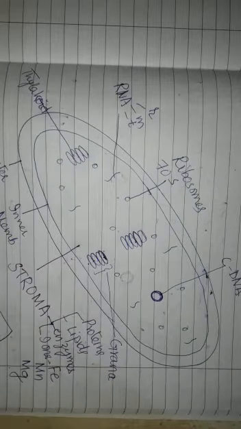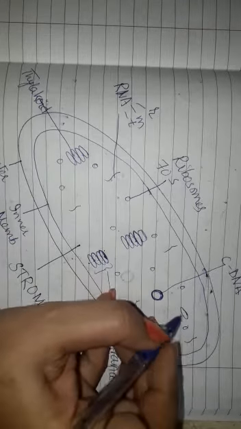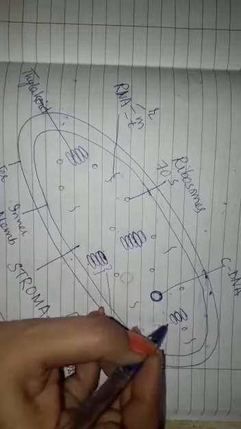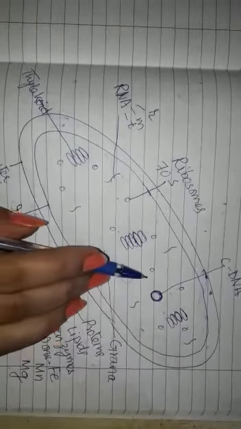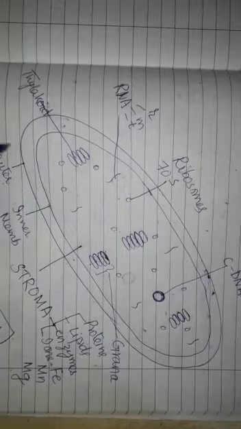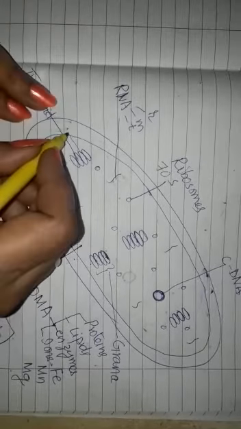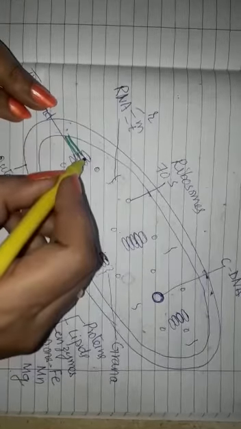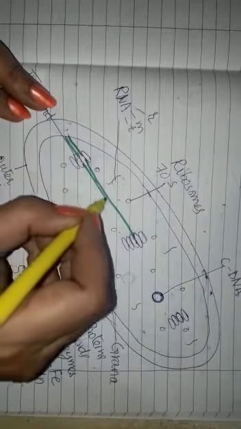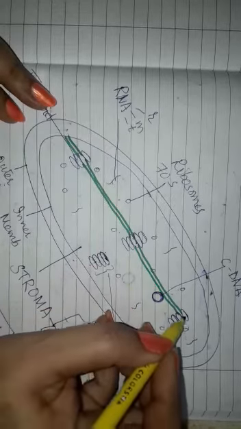Inside the stroma, there are closed, flat, sac-like structures, and these are called thylakoids. The thylakoids pile up to form grana. The thylakoids of adjacent grana are interconnected like this.